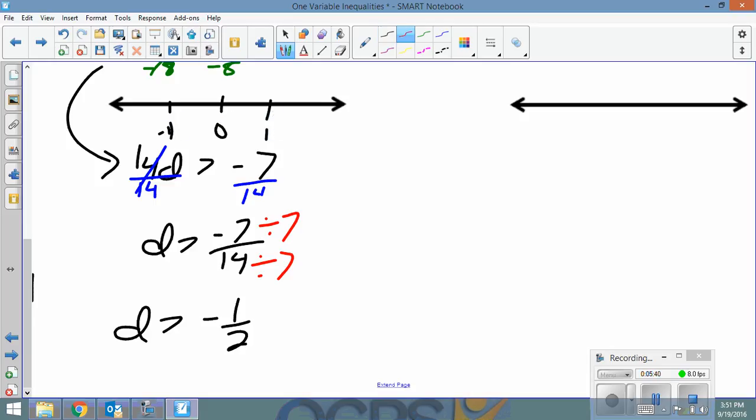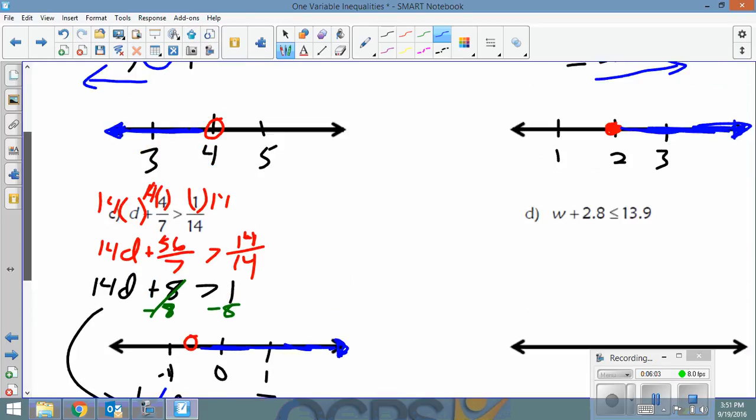Okay. And it's an open circle, but at negative 1/2, well, negative 1/2 is halfway between 0 and negative 1. And you see how that arrow is pointed to the right. That means I have to shade everything to the right of that circle. And there we go.